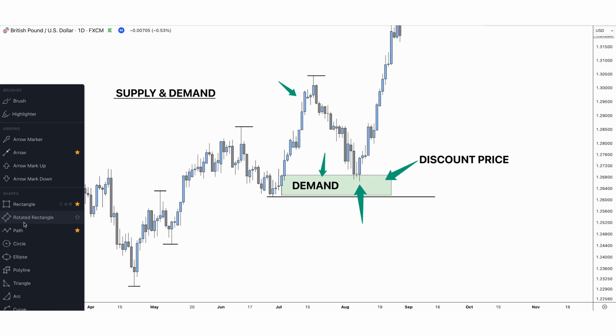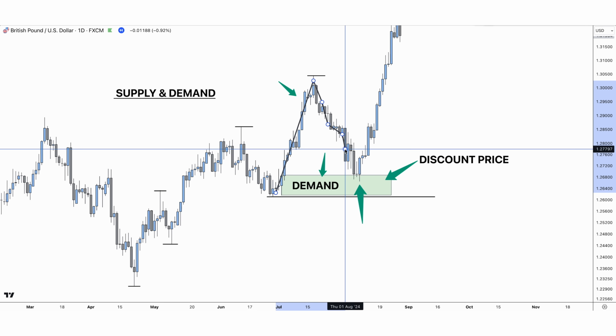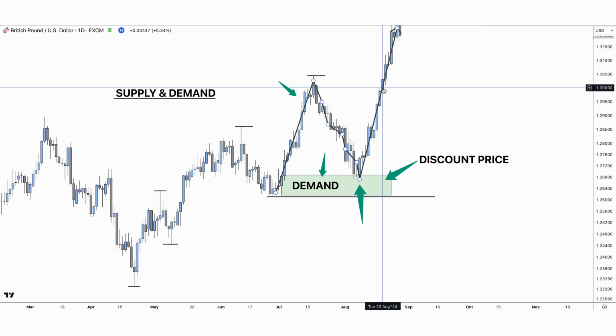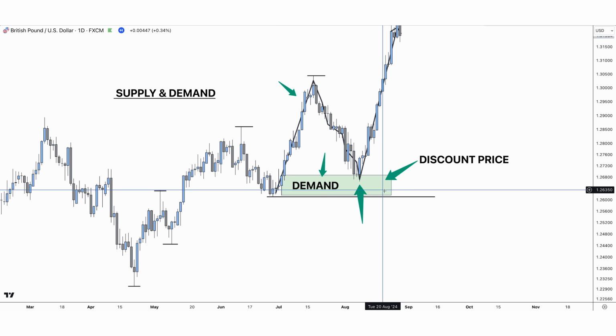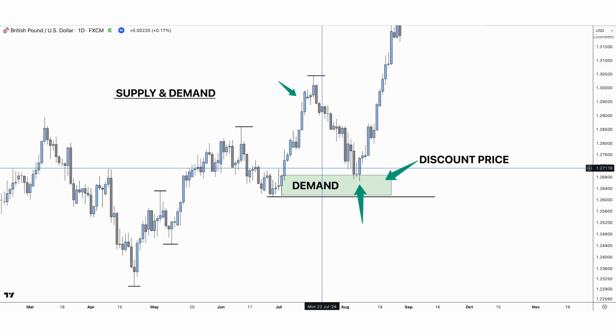And as we can see, after getting this push away, we get a pullback down towards this demand. And when we hit the demand, we get this huge rally to the upside. Because what we're seeing here is a new influx of buys taking place from what has already been seen as a discounted price to purchase an asset.